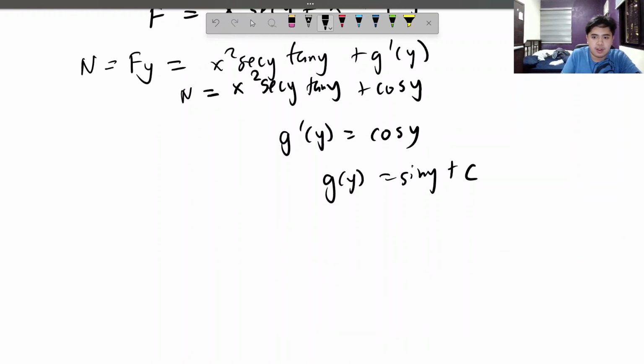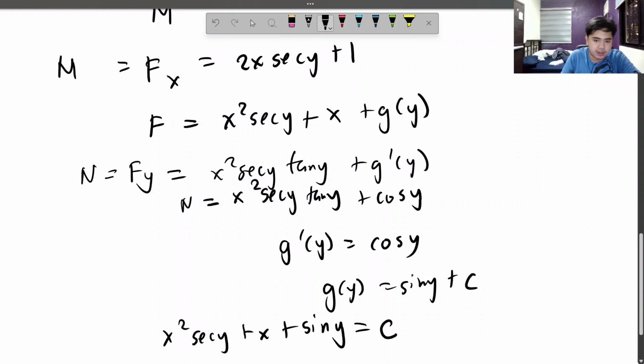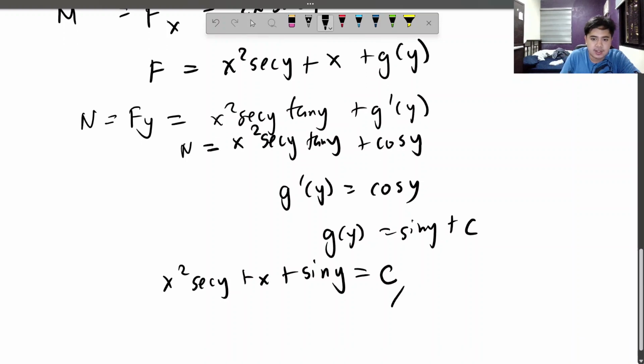So now that we have found g of y, we can insert it back into the F, but let's ignore the c now. So x squared secant y plus x plus sine y, then we can equate c on the other side, and this is your general solution.